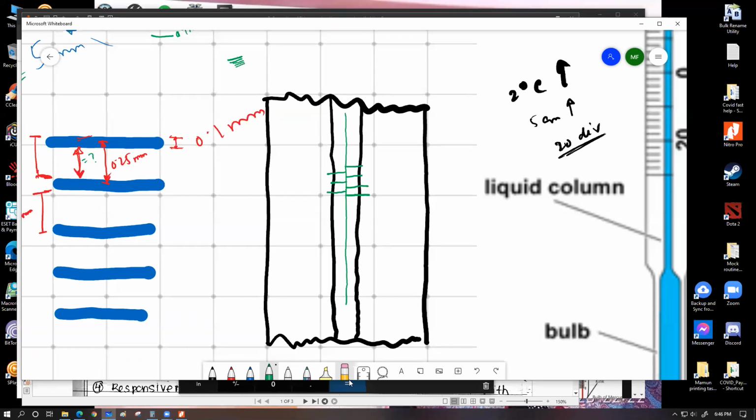Now my question to you is, if this is the scenario, how much would be the gap from line to line over here? How much would be this gap?